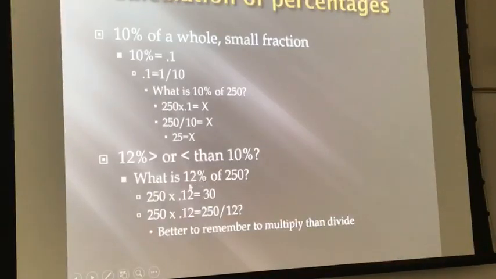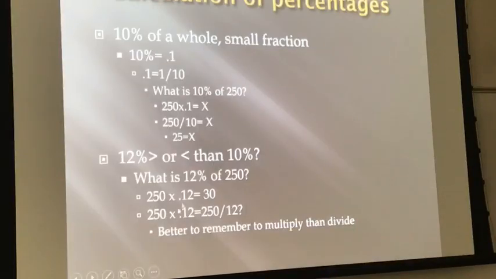So 12% of 250 would work out in the same ways, either way that you want to do it. 250 times 0.12 will give you 30. 250 times 0.12 is the same as 250 divided by 12. Or is not necessarily the same thing. What would you get if you divided 250 by 12? Probably not 30. No, you get 20, right?